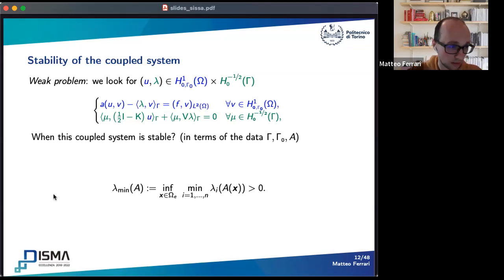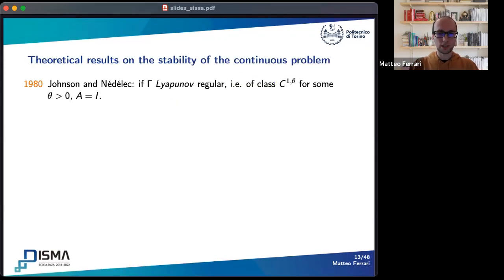Let's see the history of the results on this problem. The first result was obtained by Johnson and Nédélec in the pioneering paper. If the artificial boundary is chosen to be smooth enough, then when A is the identity, this coupling is stable. We have one and only one solution, continuous with respect to the source term f. However, this is not a good result because everything works when gamma is a polygon, so only Lipschitz. We needed to wait 30 years for a new proof, obtained by Sayas in 2009. It is enough for gamma to be Lipschitz, again when A is the identity.